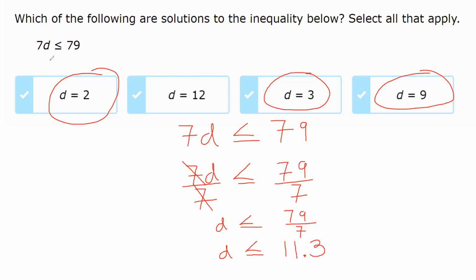So D is less than or equal to 11.3. Anything below 11 is what we can circle. D equals 2, we can circle that because that's below 11. D equals 3, we can also circle that because that's below 11. And D equals 9, we can circle that because that's below 11. Very good.